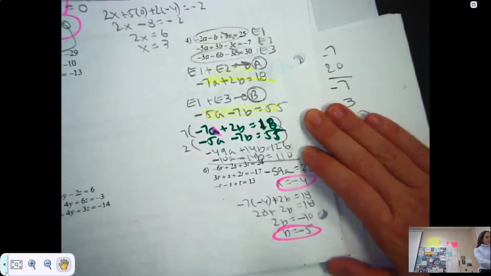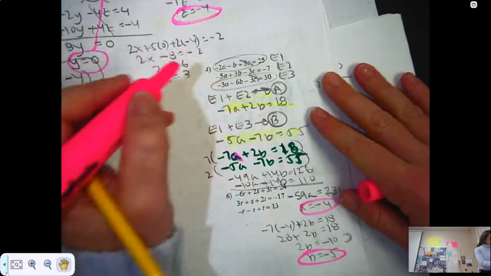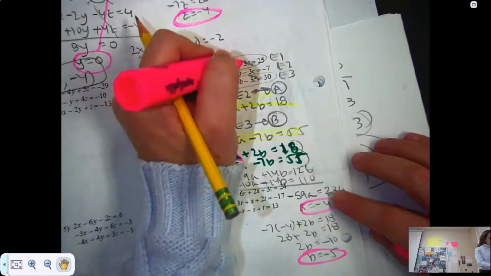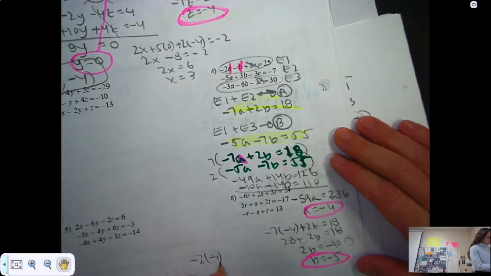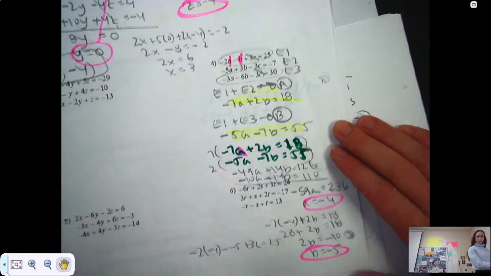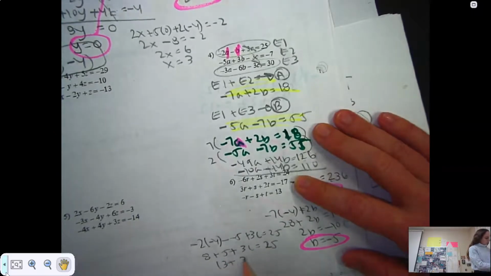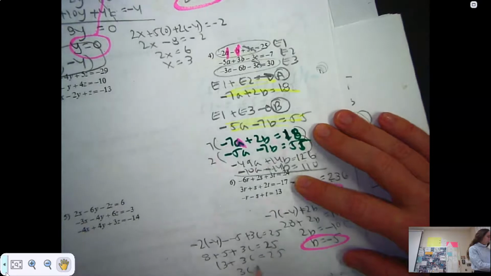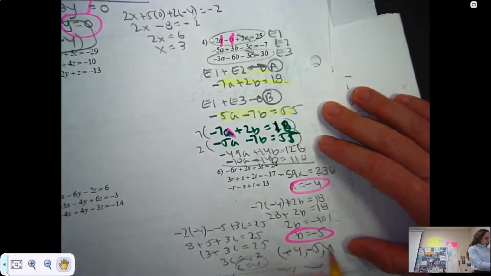Okay, I got A. I got B. Now I'm going to come over here and I'm going to plug it in to, I don't know, there's no good one. Plug in A to this one, B to this one. So negative 2 times negative 4 minus negative 5 plus 3C equals 25. Sorry, I'm trying to finish all of this in the 15-minute allotted time. 13 plus 3C equals 25, 3C equals 12, C equals 4, knowing that in the alphabet first comes A, then comes B, then comes C.